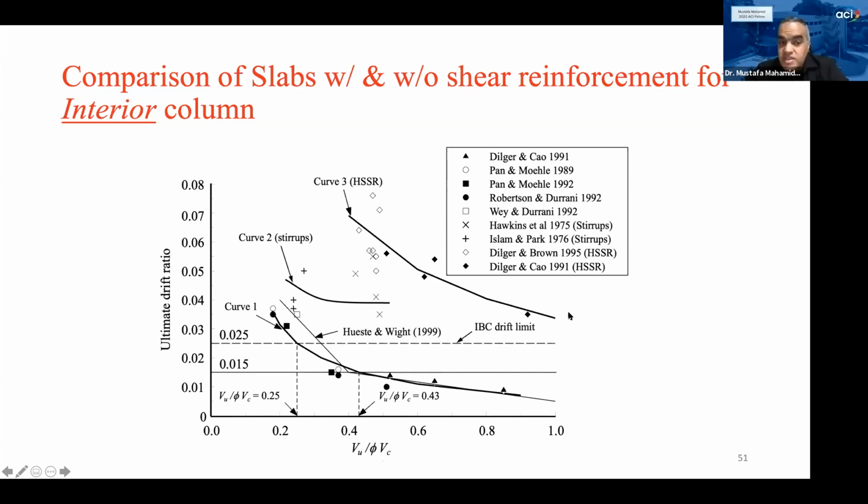So if we have small shear on the slab, okay, we can achieve high drift ratios for seismic. If you are designing close to the limit, you have high shears, and so VU is very close to phi VC, then the slab cannot accommodate much of the drift.